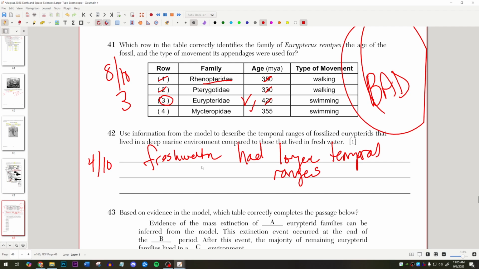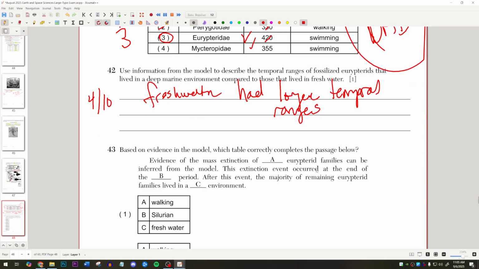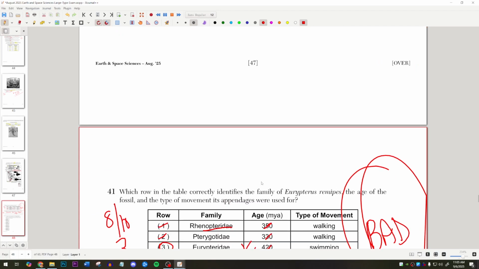43. Base the evidence on the model. I just want to get out of this table. Which table correctly completes a passage? Evidence of the mass extinction of blank Eurypterid families can be inferred from the model.